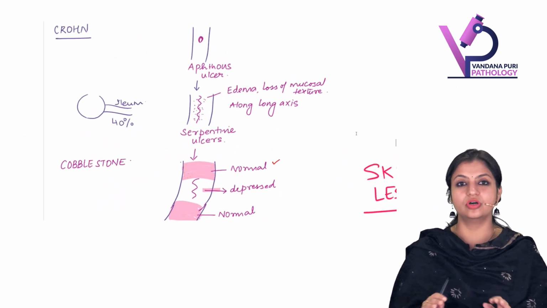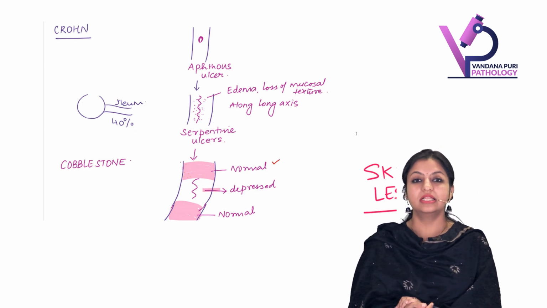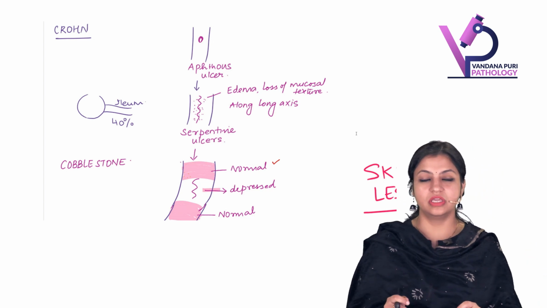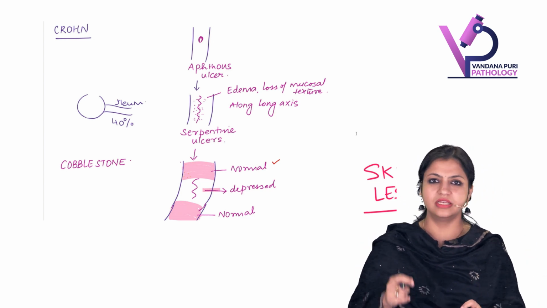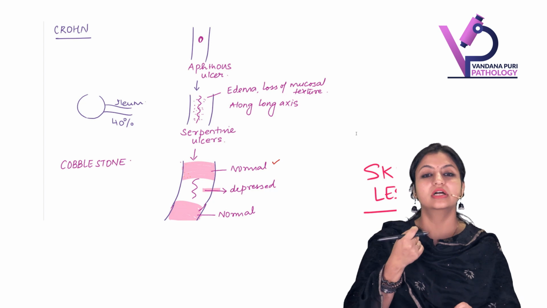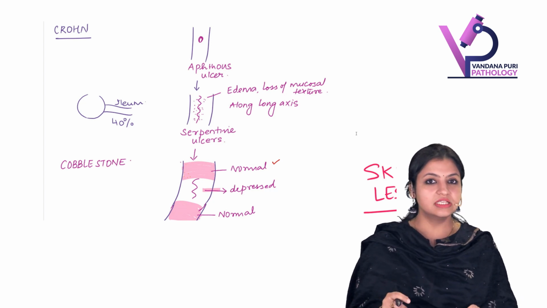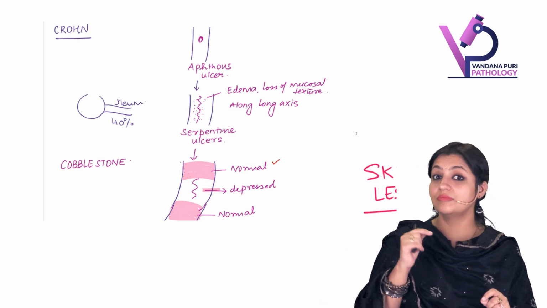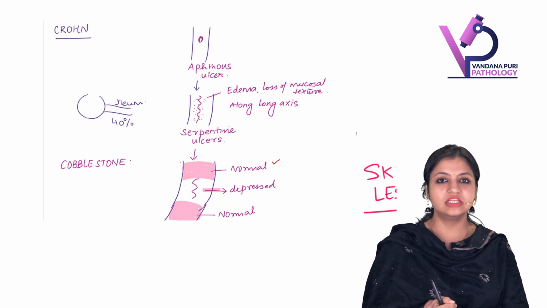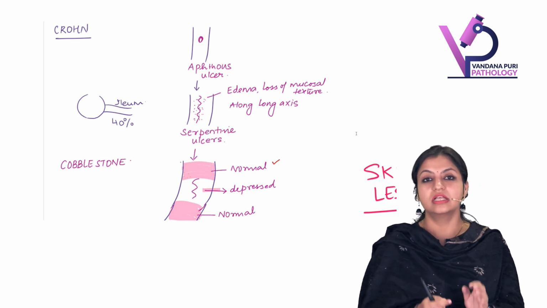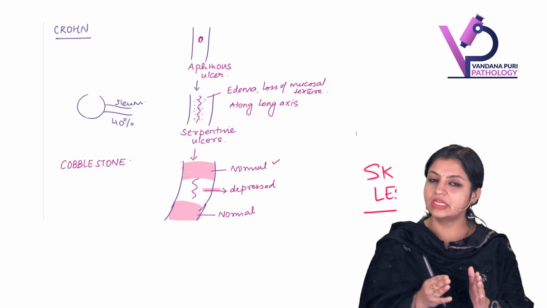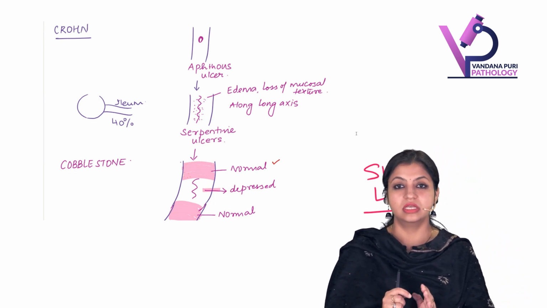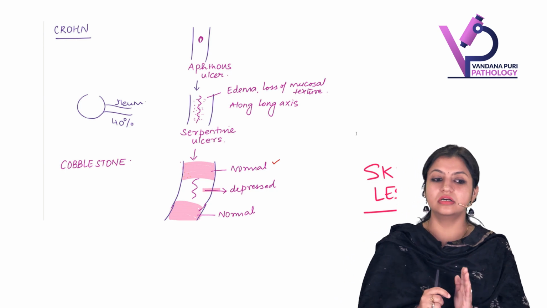When we talk about Crohn's disease, always remember that the first lesion that starts here is an aphthous ulcer, like the one which happens in your mouth. These are very small ulcers, similar to those that occur in the mouth. Then this ulcer will start growing in its long axis, and this is called serpentine ulcers. Please remember, these are very deep ulcers.